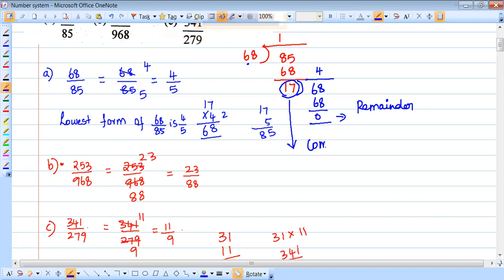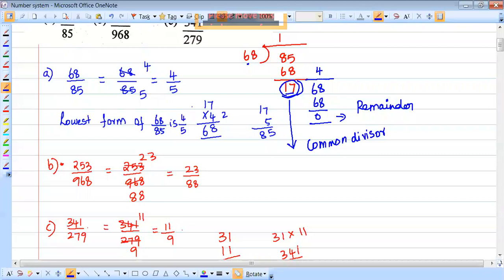At a particular time, your remainder will become 0. Once you get the remainder as 0, we have to check what the divisor is at that particular time. 17 is the divisor, so we consider 17 the common factor. In such a way only we cancelled by the 17 table.